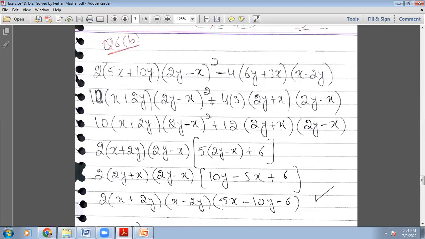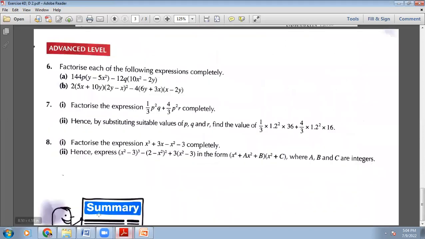So I have changed its order. It will be x minus 2y. We have taken one negative from this bracket and put it here. So it will become x minus 2y, and its signs will change. So it will become plus 5x minus 10y minus 6. It's a tricky question, especially what happened here. So that was question number 6, and I hope you have understood.